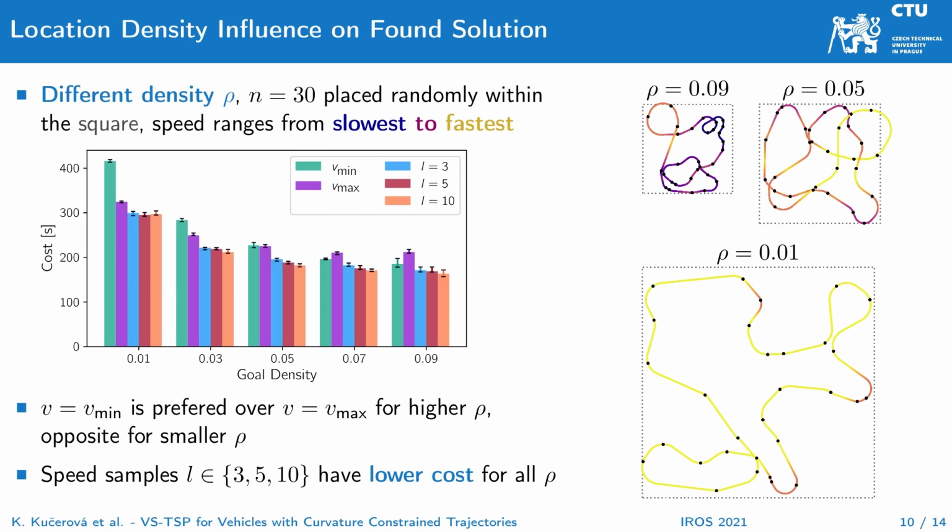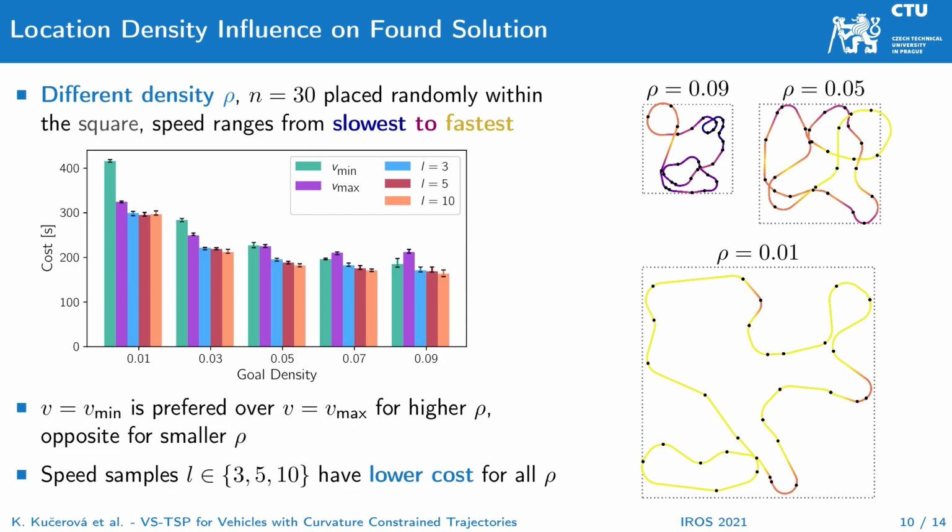The minimum speed is more beneficial than the maximum at more dense instances, and vice versa for the smaller density. Using multiple speed samples reduces the cost for all considered densities. The density of the instances determines the resulting use of turning radii when multiple connecting speeds are used. On the right, you can see the tours found for different densities with 5 speed samples.